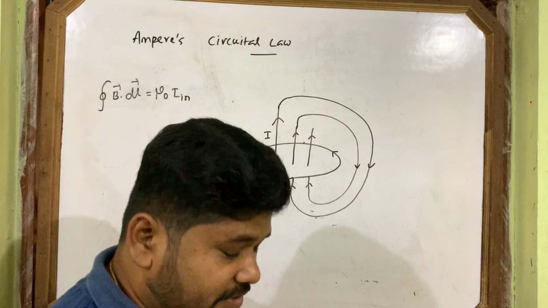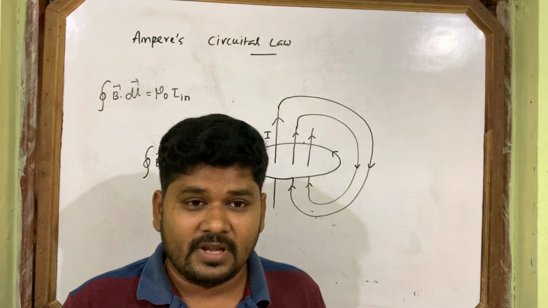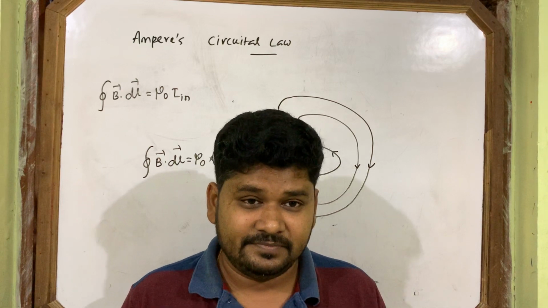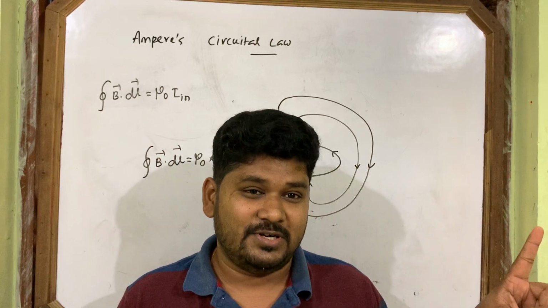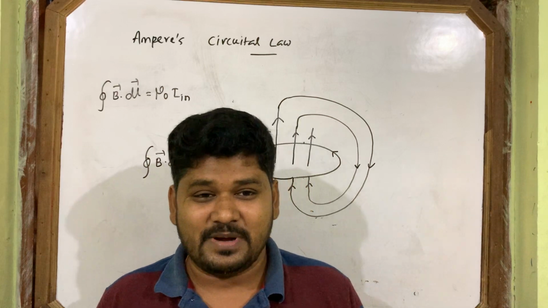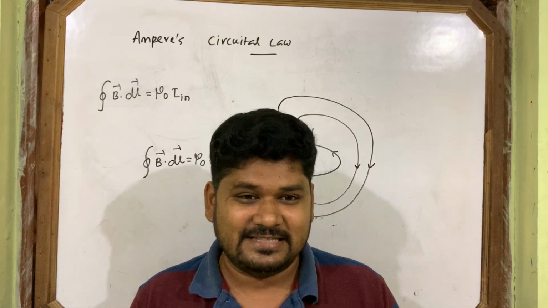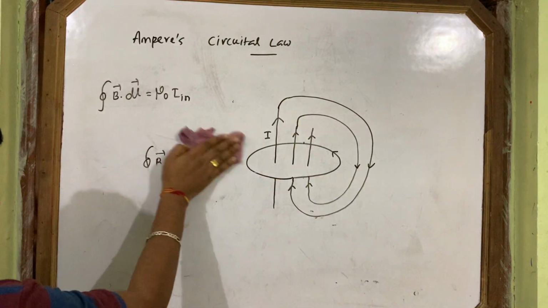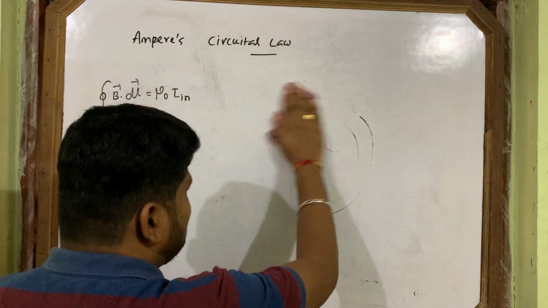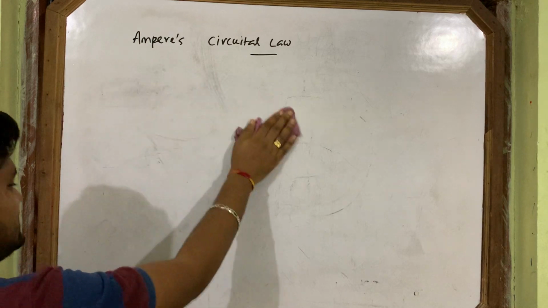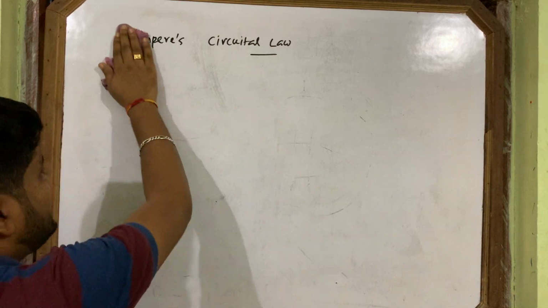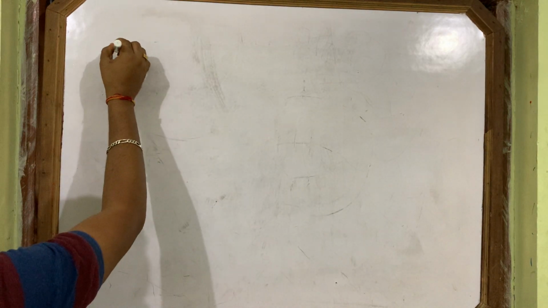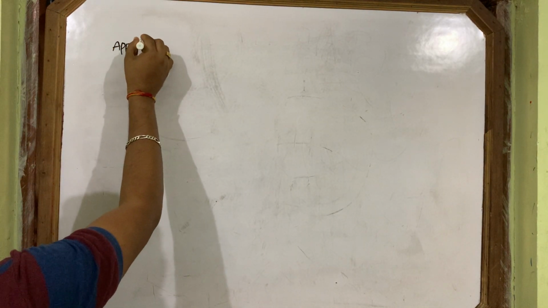I hope you are able to understand the current enclosed by the Amperian loop, as you also understood the charge enclosed by the Gaussian surface in the first chapter. So now next we'll discuss the applications of Ampere's circuital law. What are the applications of Ampere's circuital law? It always comes in exams. So first we will go to application 1.